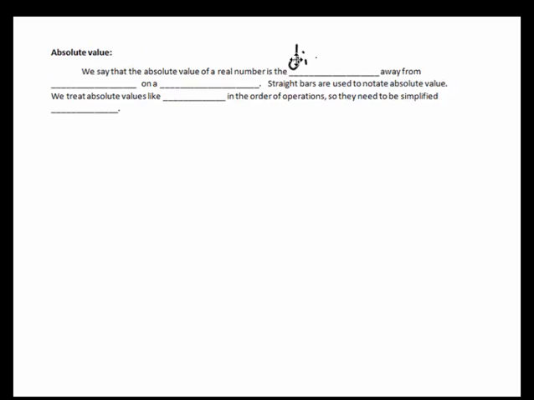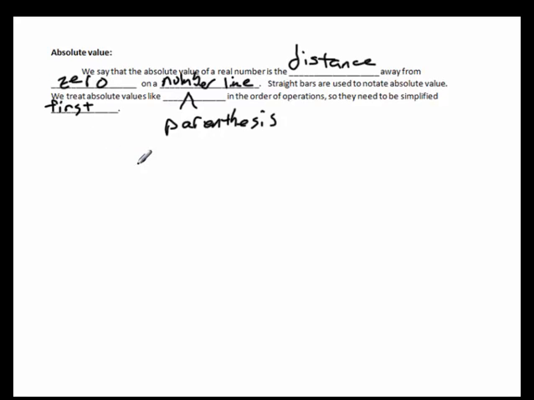We say that the absolute value of a real number is the distance away from 0 on a number line. Straight bars are used to notate absolute value. We treat absolute values like parentheses in the order of operations. So they need to be simplified first, if they can be simplified.